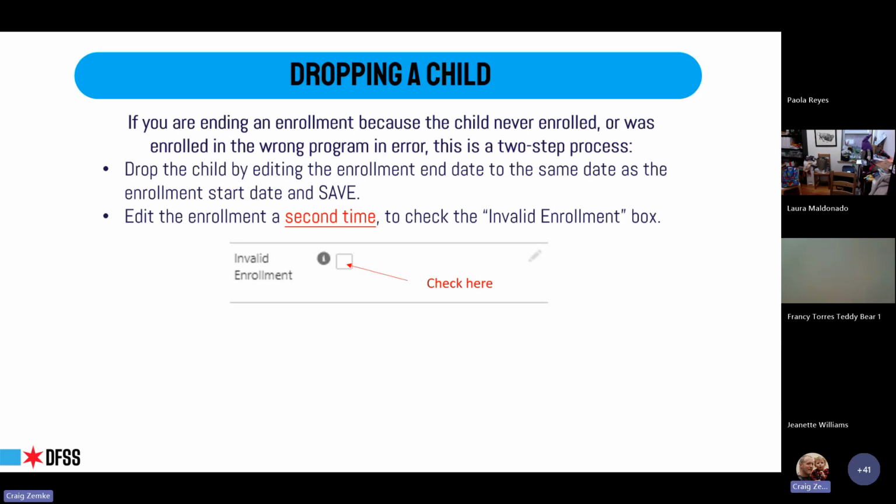Now, if you're ending an enrollment because it's erroneous, they didn't show up this year, but they're still on the list, there's a two-step process. The first is that you edit their program enrollment and you give them the end date as the same as the start date, and then you save it and you edit it again and click invalid enrollment. But make sure you've done everything you needed to do with the file before you click invalid enrollment, because after you click that and save it, you won't have access to this file anymore. So you won't be able to undo it.